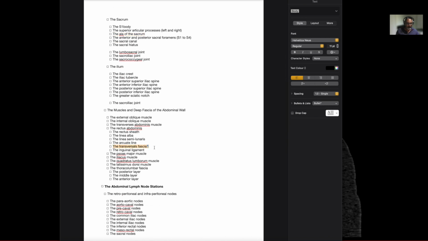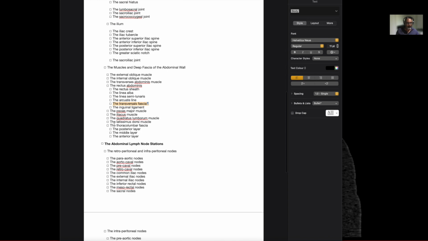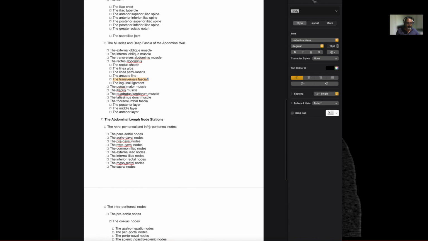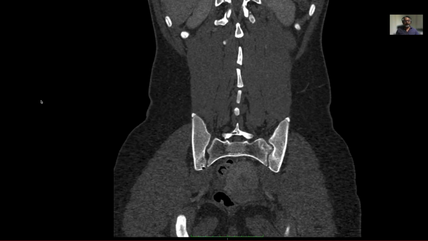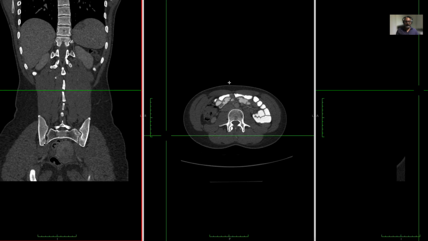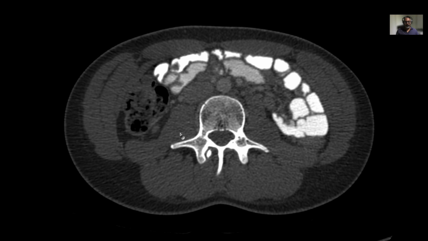Oh, the transversalis fascia I haven't done. We've done this. Then it's the lymph node stations. Transversalis fascia. So if you look at the abdomen, you will see the abdominal wall layers. So the skin, subcutaneous tissue, external oblique, and its external and internal fascia. Then internal oblique with its external and internal fascia. Transversus abdominis with its external and internal fascia.